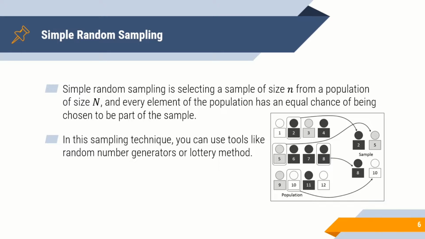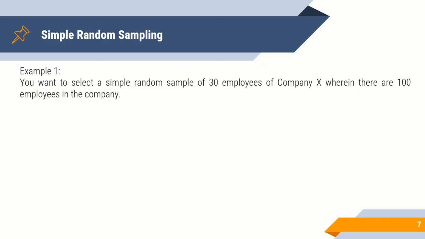So in the given figure below, this is the population and it consists of 12 members. So yung sample is nakuha by randomly selecting a representative from the population. So in this one, 2, 8, and 10 are the chosen members of the population to be part of the sample. So for better understanding, let's have here an example.